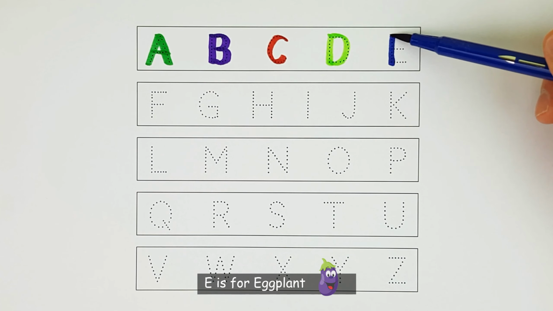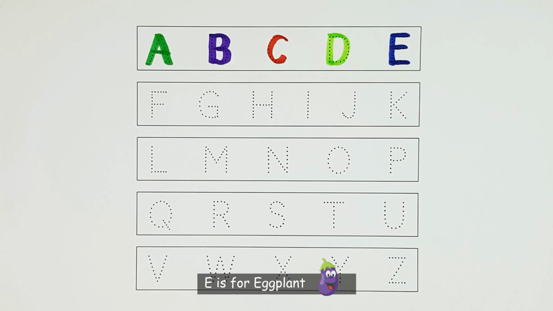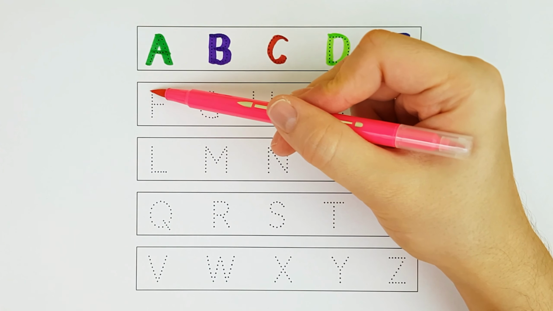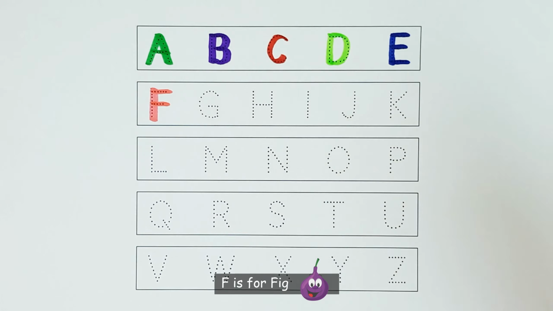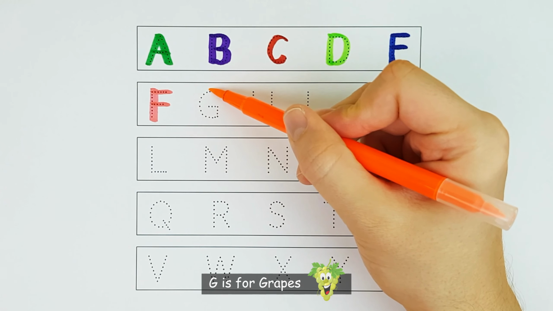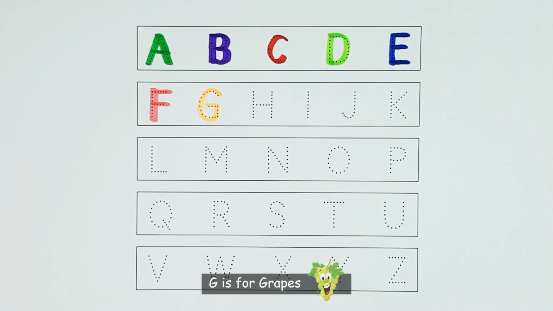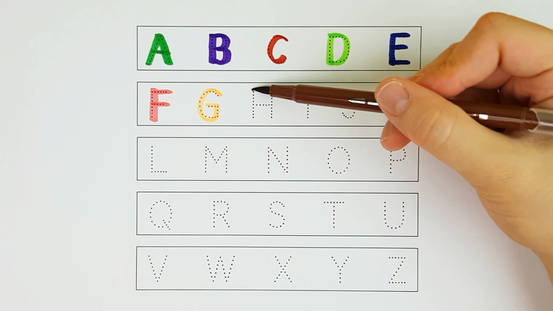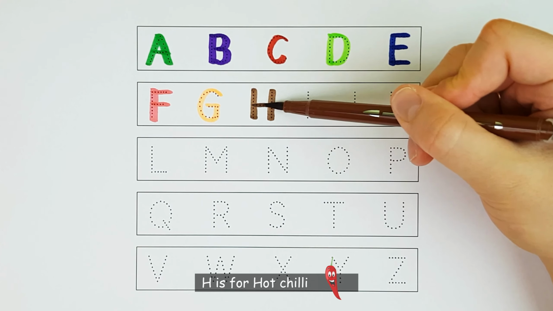E. E is for eggplant. F. F is for fig. G. G is for grapes. H. H is for hot chili.